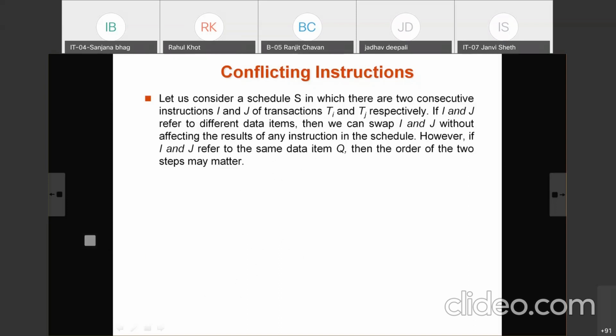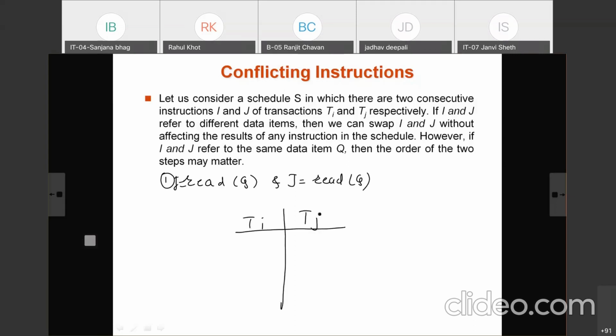So consider the first case, where I is equal to read Q and J is equal to read Q. There are two transactions, Ti and Tj. I is equal to read Q and then J is equal to read Q. Now in this, what happens?